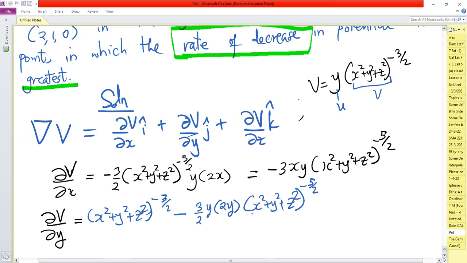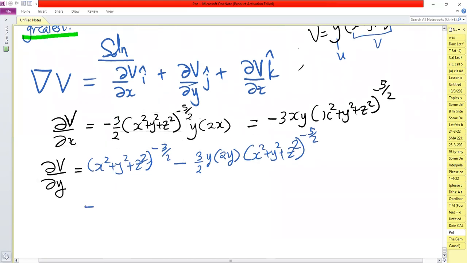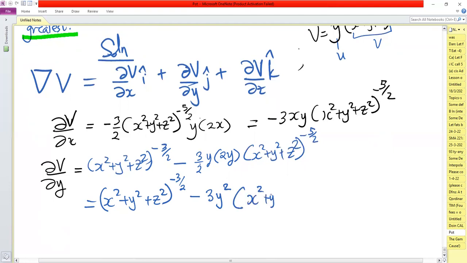So this will give me x squared plus y squared plus z squared raised to the power minus 3/2. So this will be minus, 2 and 2 cancels out, so I'll have 3y squared into x squared plus y squared plus z squared raised to the power minus 5/2.